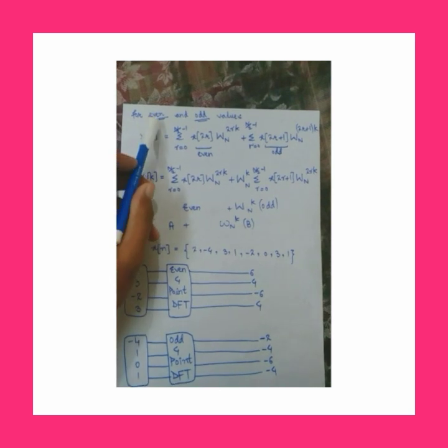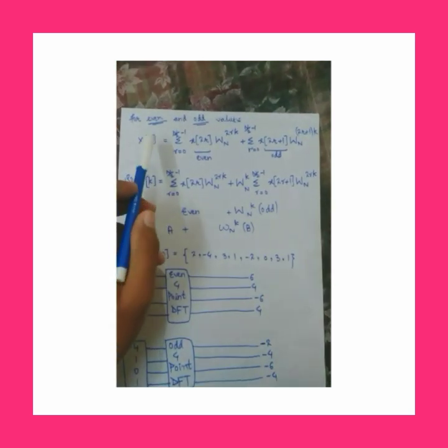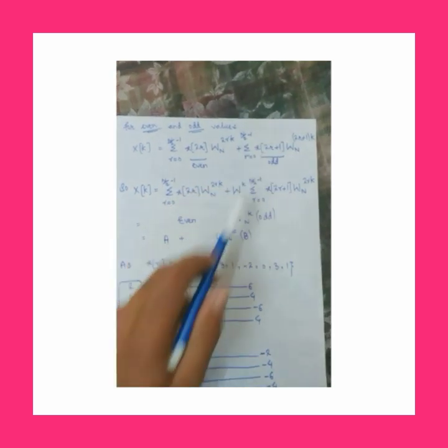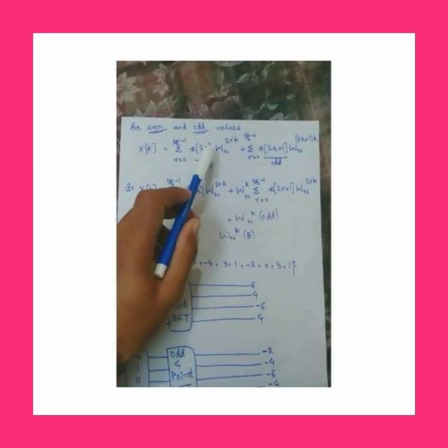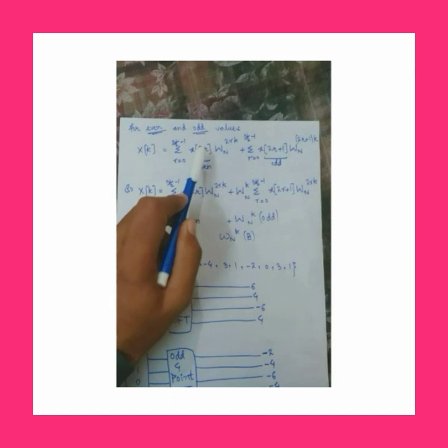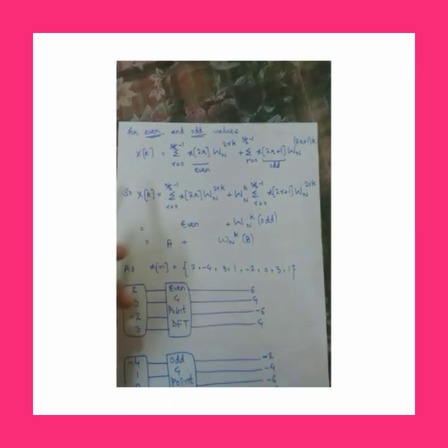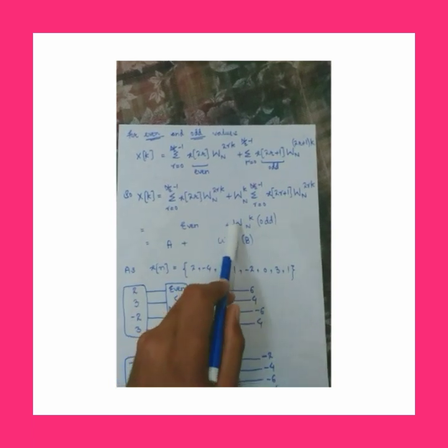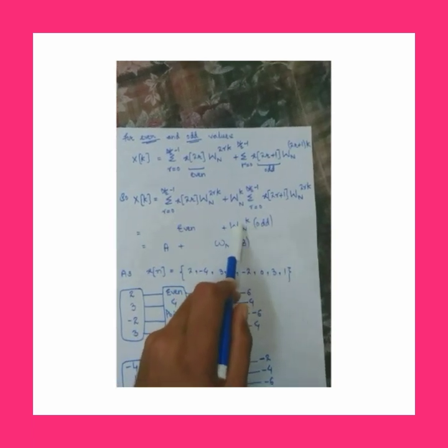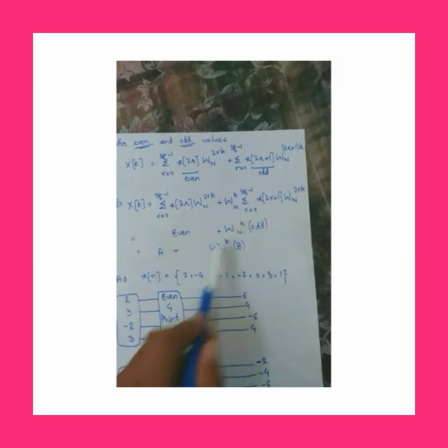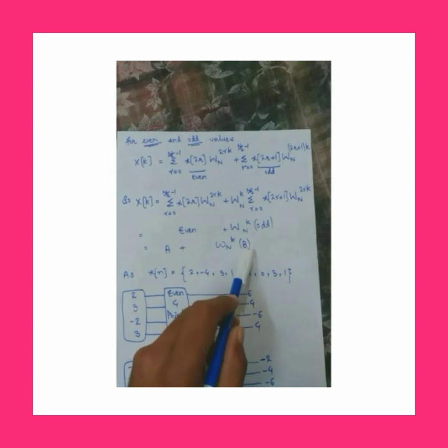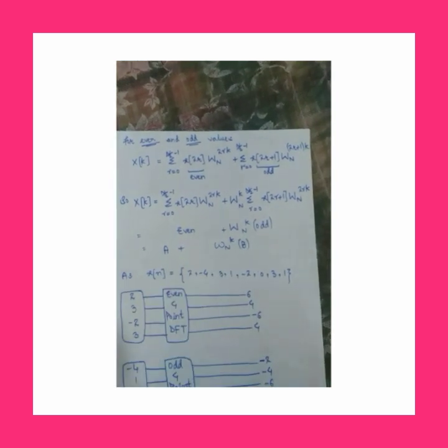Now in order to calculate the even and odd values, we have split the formula into the even portion and the odd portion. The basic formula is the same. We have just replaced n by 2r. Now by simplifying these equations, we find the even part plus the odd part into W_N raised to power k. We have simply named the even part as A and the odd part as B, just to make our calculation simpler.